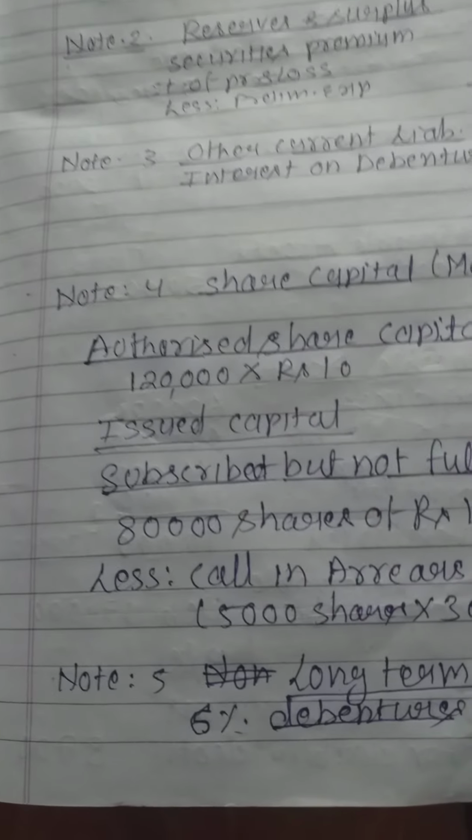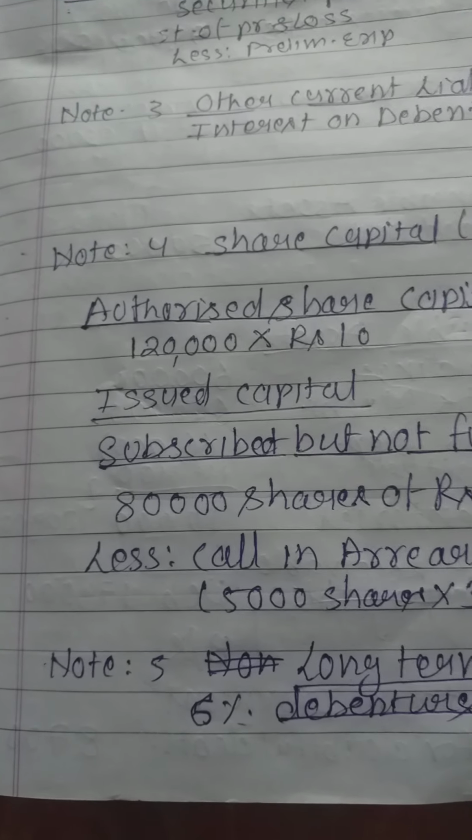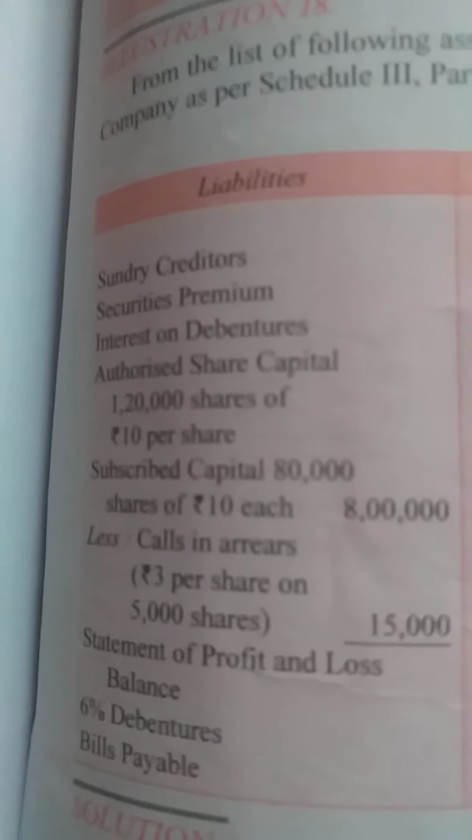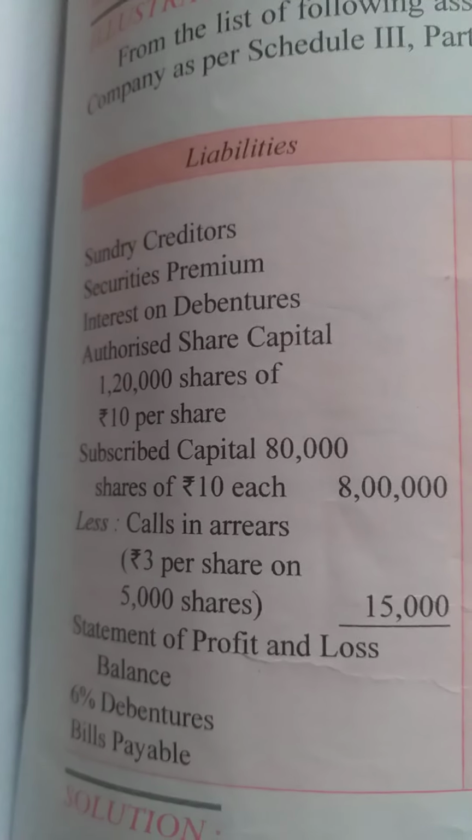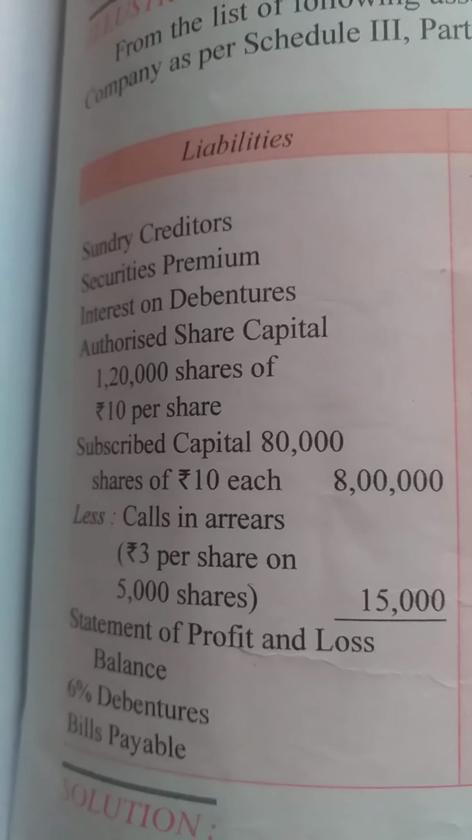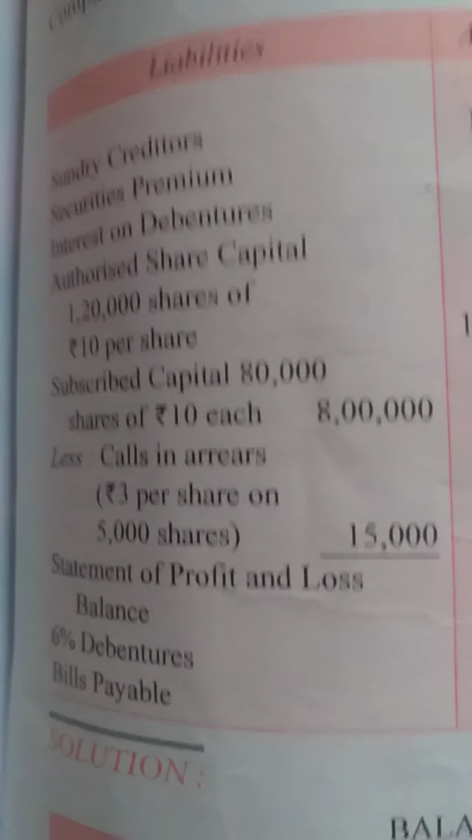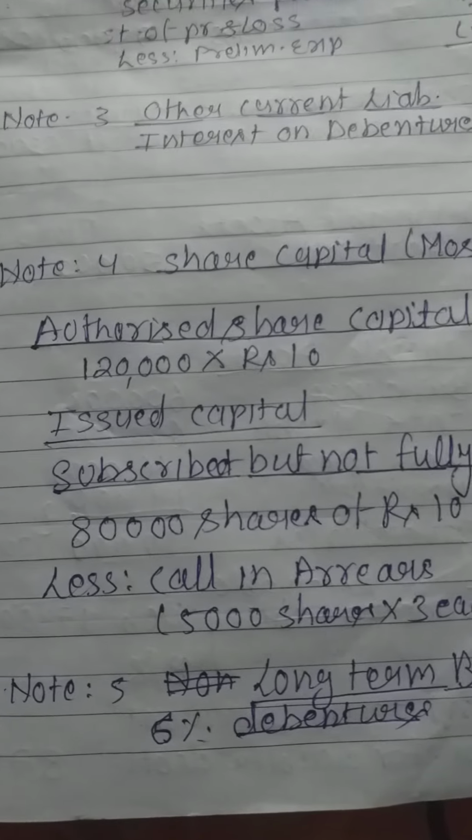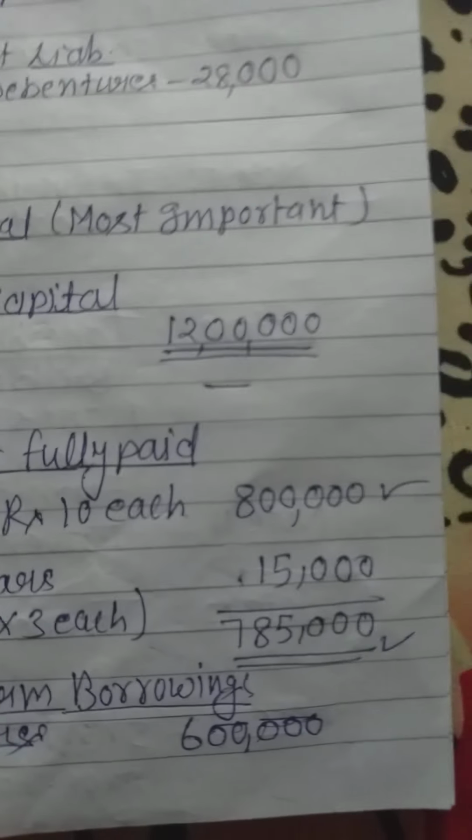Now, issued capital. Under issued capital, subscribed but not fully paid. It is given in the question itself. If you see the question, it is clearly mentioned subscribed capital 80,000 shares of rupees 10 each, that is equal to 8 lakh. Calls in arrears, that is 15,000. So here you need not do any extra working for this. What you have to write? Authorized share capital, issued capital. It has not been given to you, just put it blank.